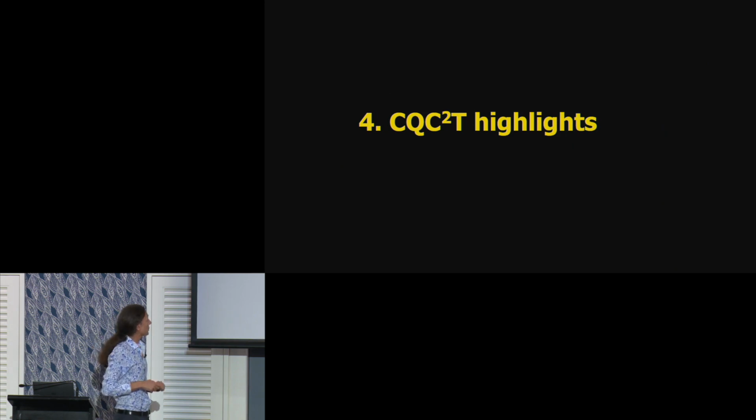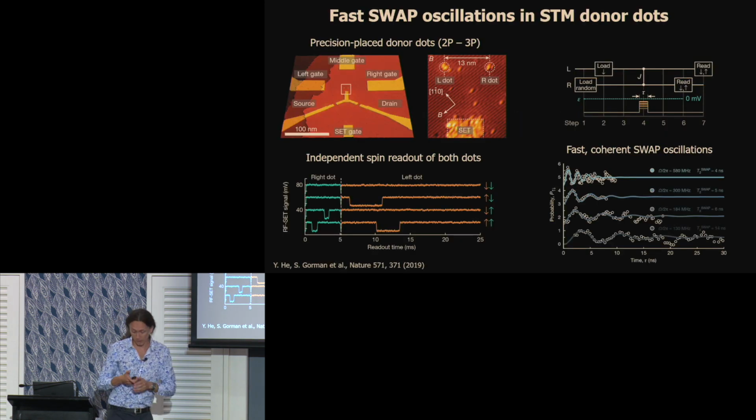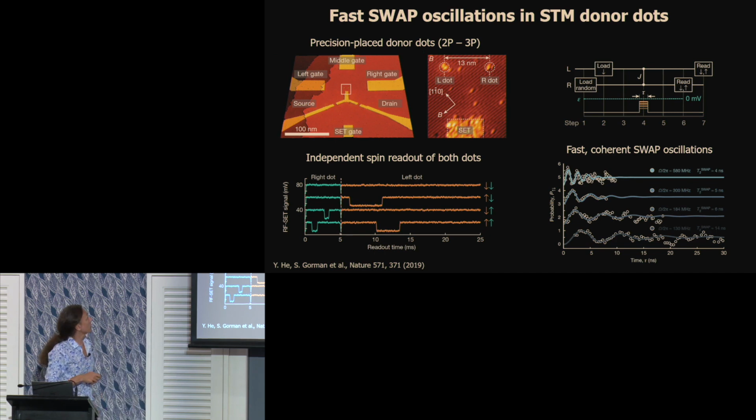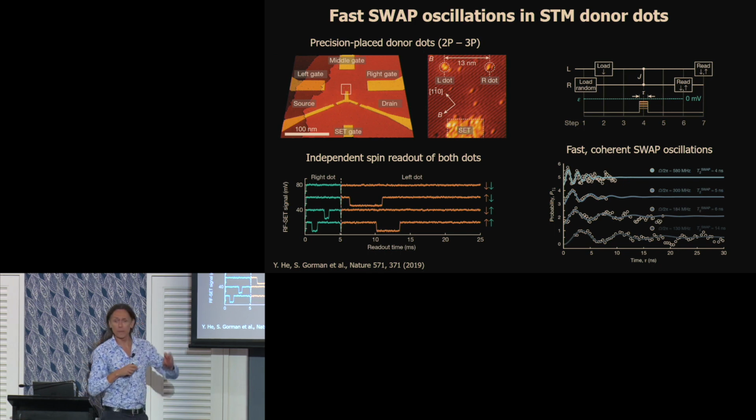CQC2T highlights, I've chosen two from last year, both Nature papers. So this one is from Michelle's group. I know you've heard about it many times. So this is a donor dot device. This was, if I remember well, a 2P and a 3P cluster. Is that right? So a cluster of two donors on the left and three donors on the right. And then you work on the unpaired electrons on the outside of it.